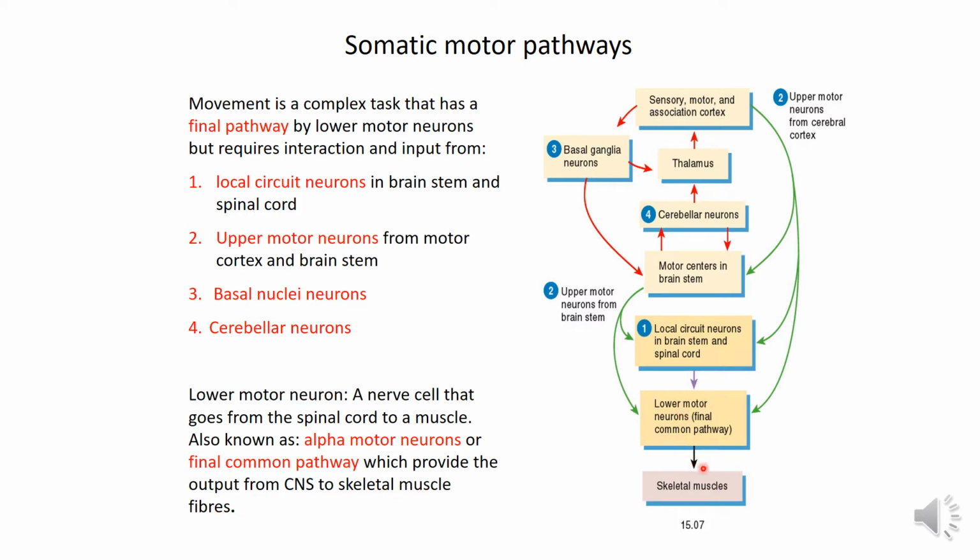So, as we mentioned previously, the production of voluntary movement needs the interaction of the upper motor neuron, which consists of these neuronal circuits and their descending tracts in the spinal cord. This is known as the upper motor neuron and the lower motor neuron.